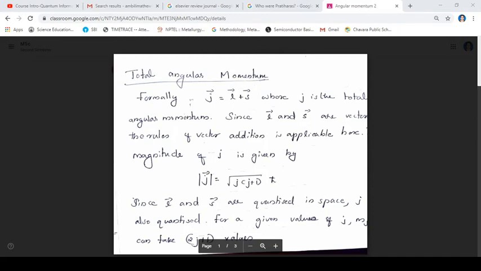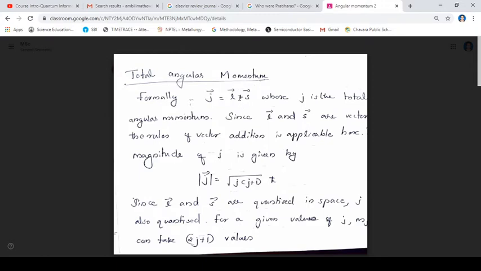So we will continue our discussion on angular momentum. We have seen that the electron has an orbital angular momentum as well as a spin angular momentum. Now the total angular momentum: suppose you have an electron with an orbital angular momentum L and a spin angular momentum S, then the total angular momentum vector J is equal to vector L plus vector S.